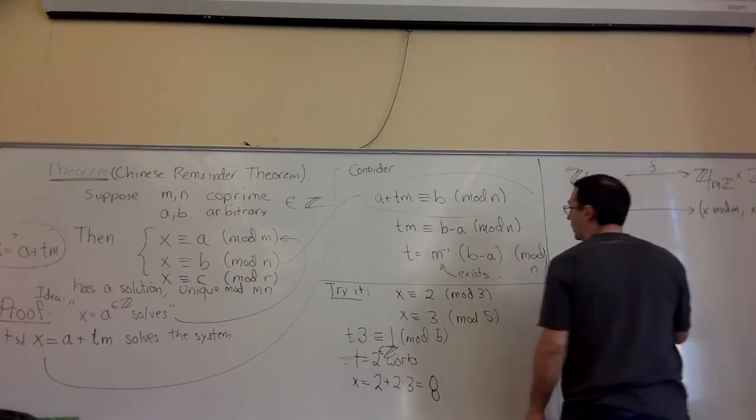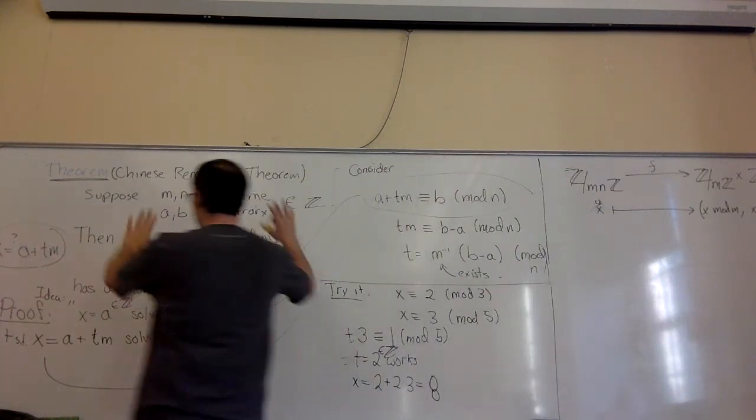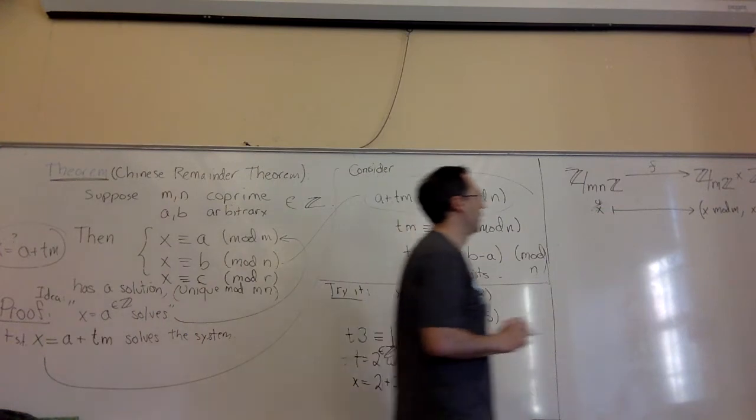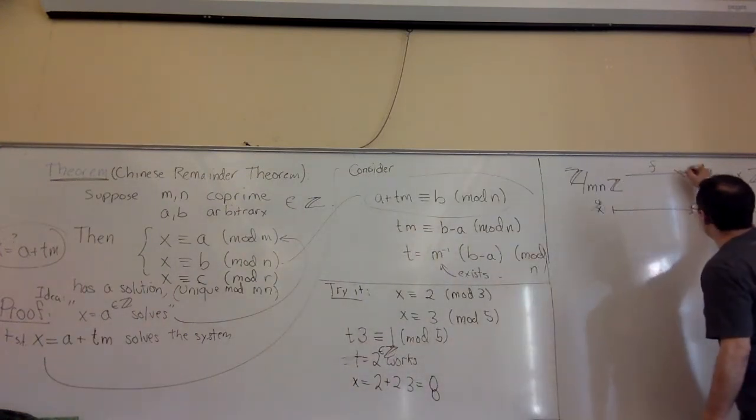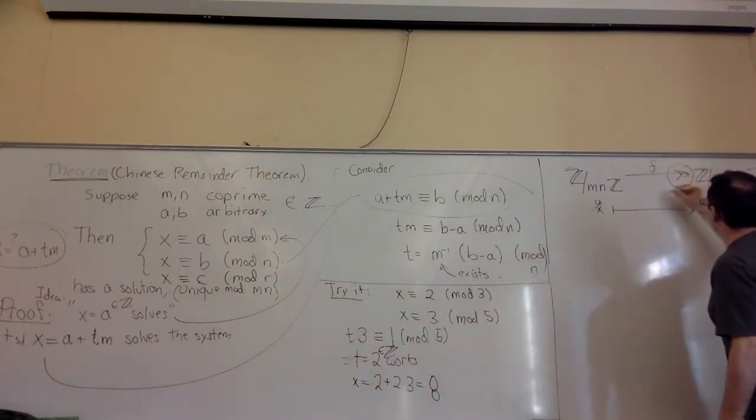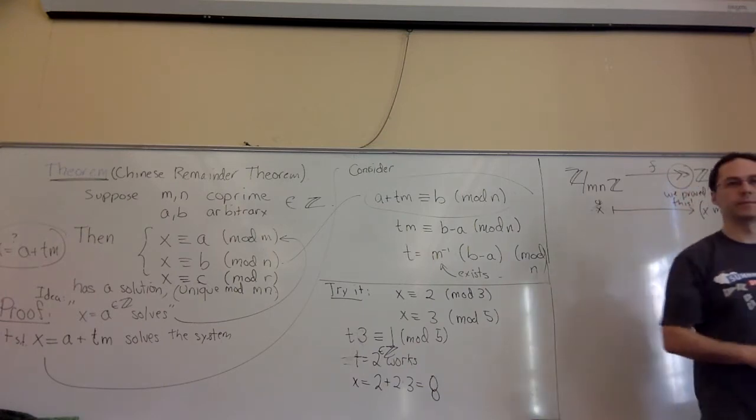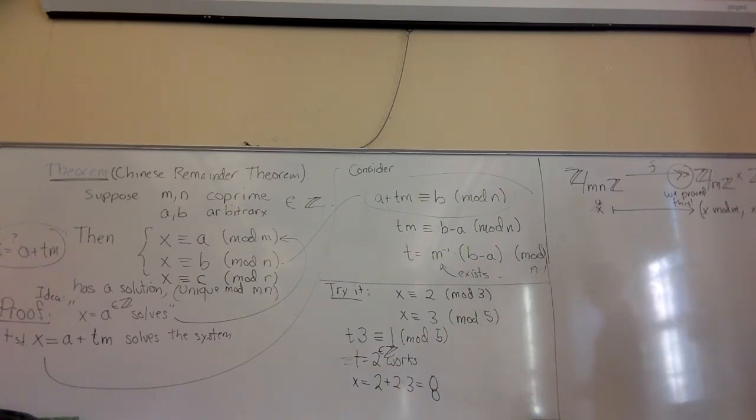So the Chinese remainder theorem, at least the part that I stated here and proved, I didn't actually prove the unique mod mn part yet, but what we just proved is that this map is surjective. We proved this. Okay? Yes? Do we still only know that for when m and n are co-prime? Yep. Okay.